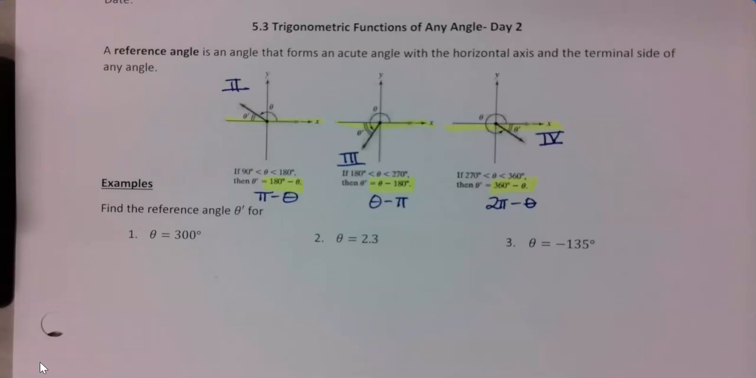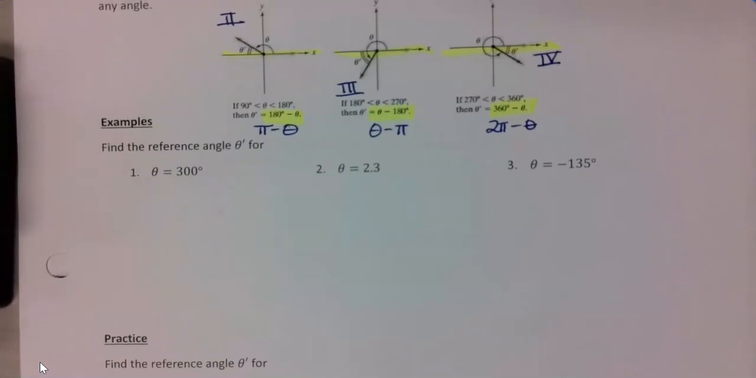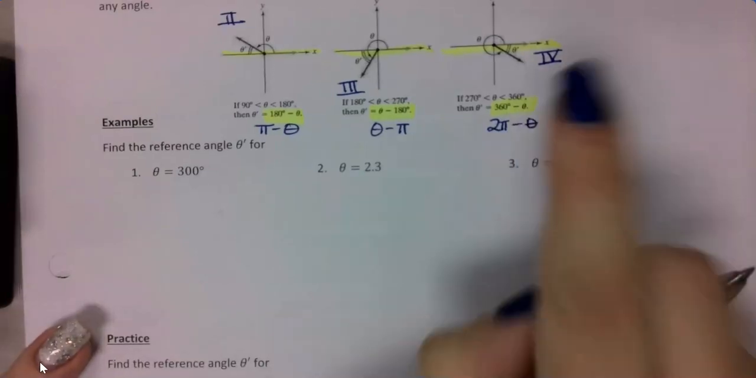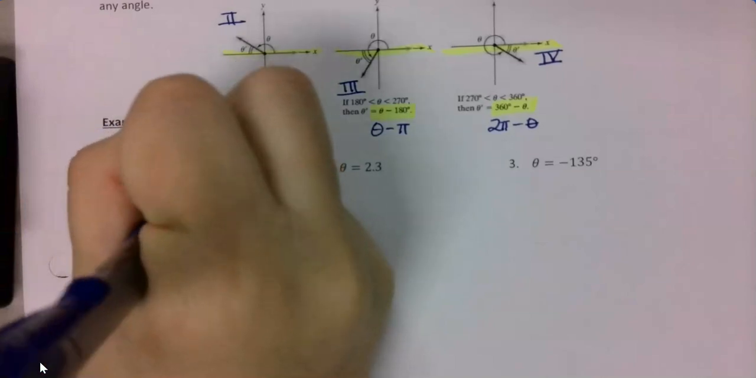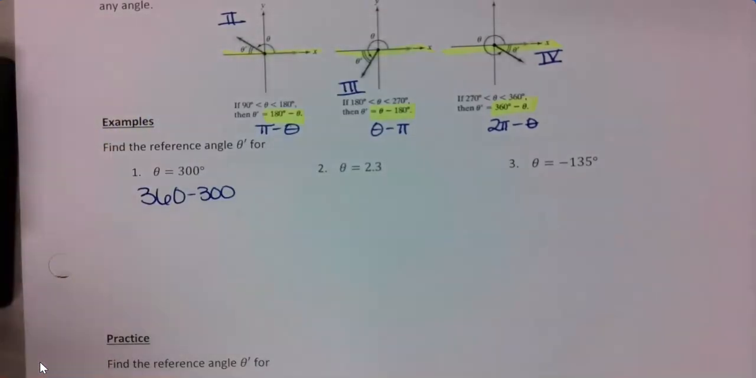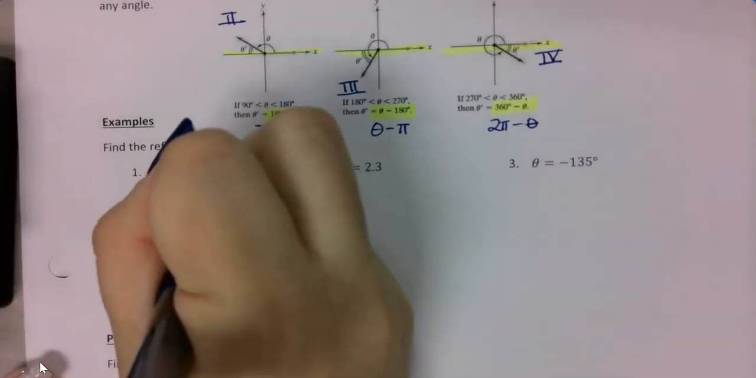Okay. So then number 1 wants me to find the reference angle for 300. So which of these quadrants is 300 in? Quadrant 4. So I want to use the rule for quadrant 4. I'm going to take 360 and subtract 300. Okay, so that gets me 60 degrees. That's my final answer here.